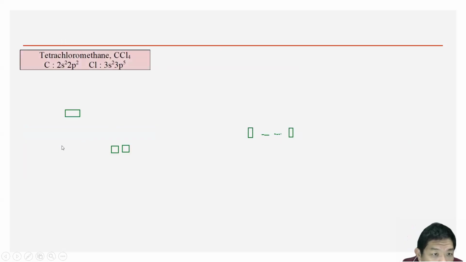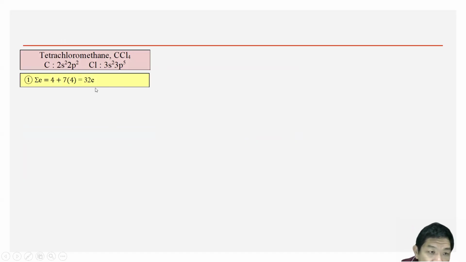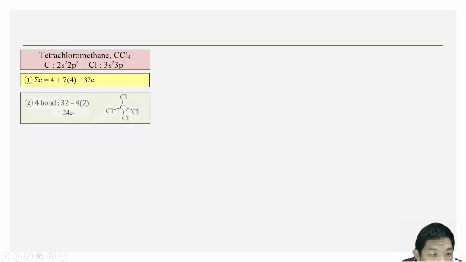Okay, so we have tetrachloromethane. Carbon is group 14, 4 valence electrons, chlorine is group 17, 7 valence electrons. So total valence electrons is 4 plus 7 times 4, you have 32. Step 2, draw 4 covalent bonds between carbon and Cl. So carbon is the center at the top here. So you have 32 minus 4 times 2, you have 24 electrons left.